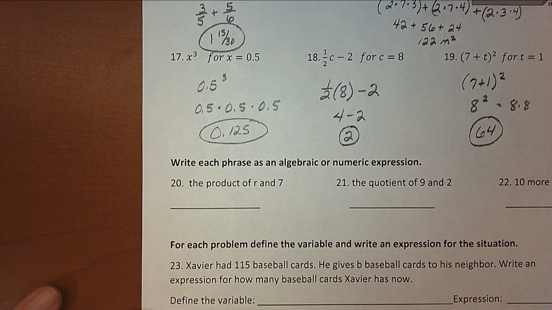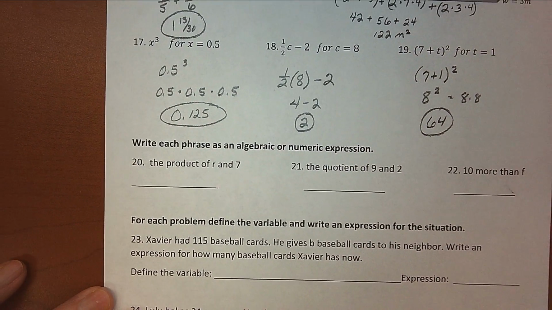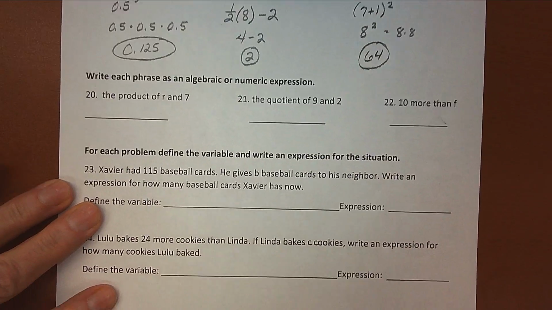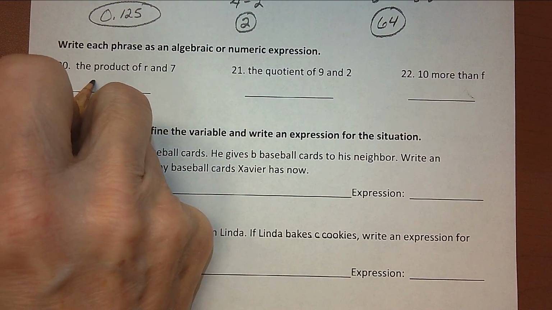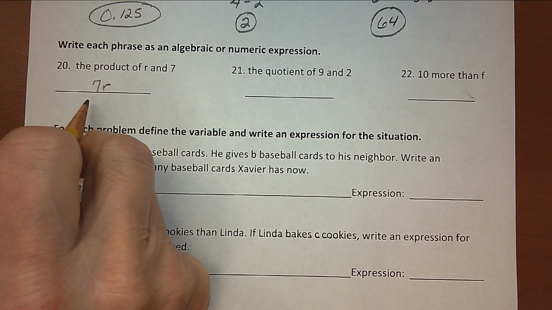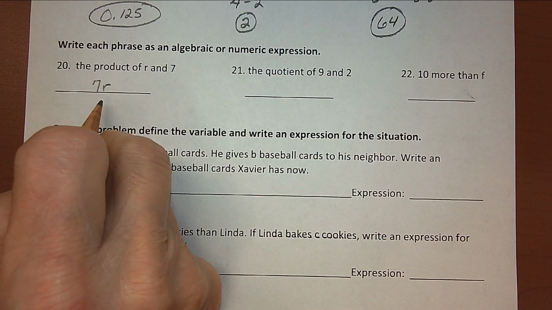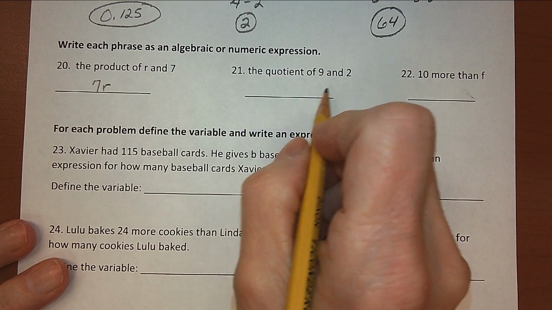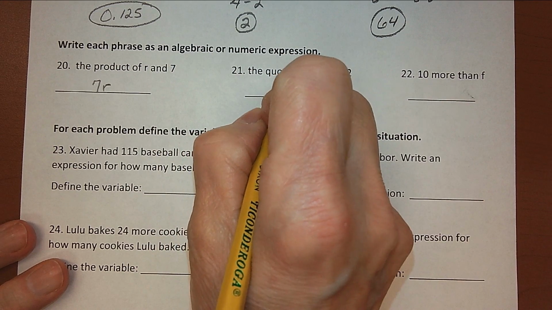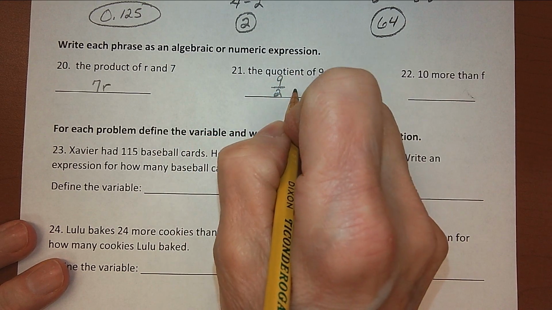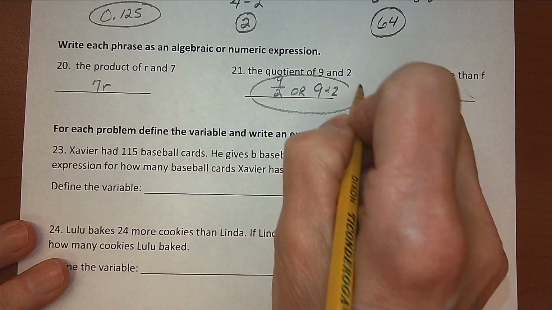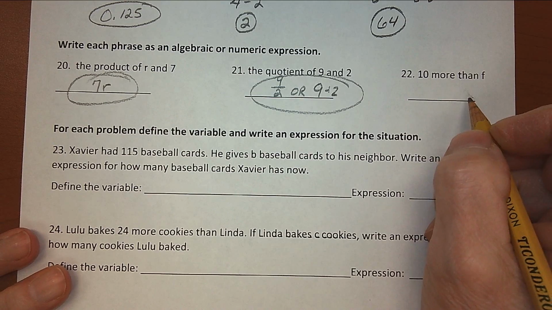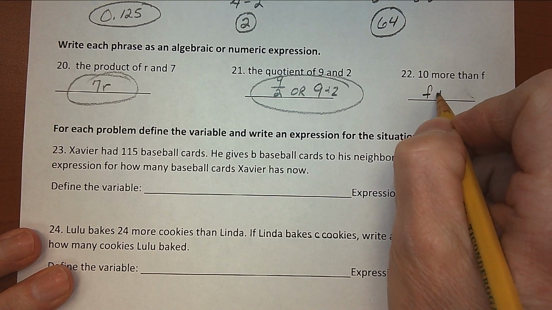All right, write each phrase as an algebraic or numeric expression. So the product of r and 7 is 7 times r. Remember, we always want the number first and our variable second when it's a multiplication problem. The quotient of 9 and 2, that's 9 divided by 2. 10 more than f, starting with f, adding 10.